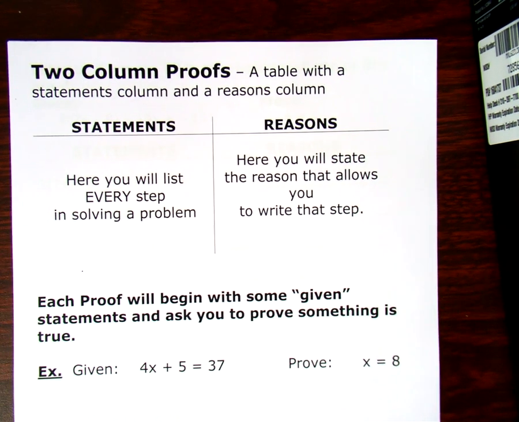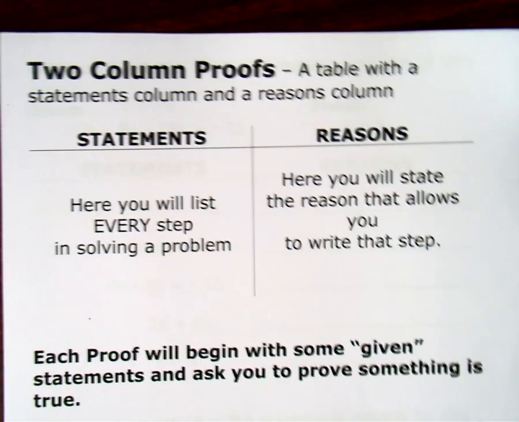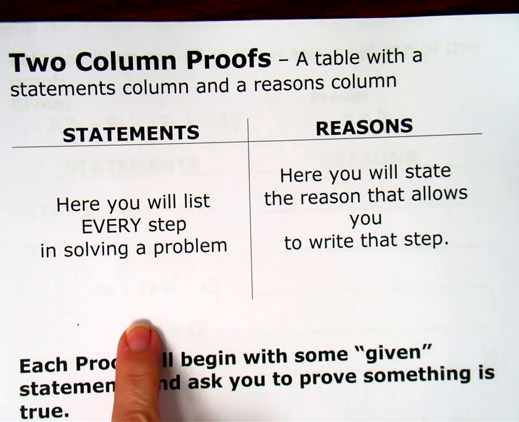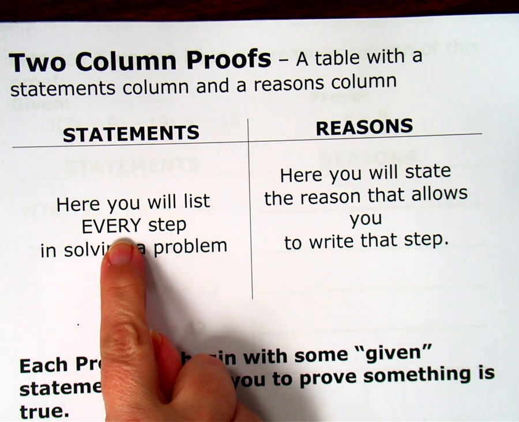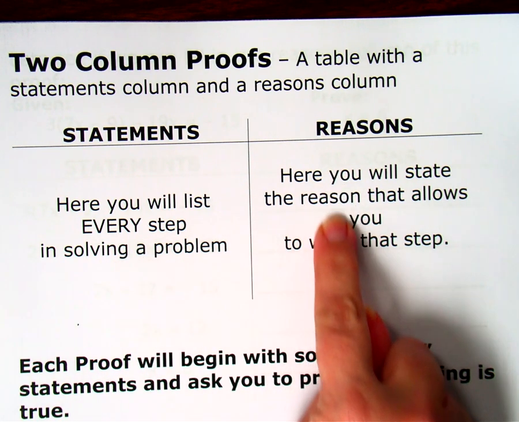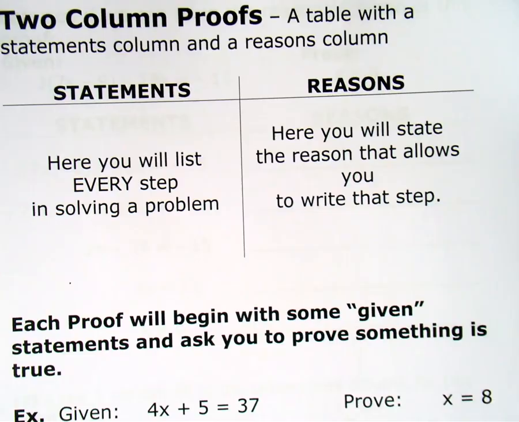The type of problems we're going to be focusing on are called two-column proofs, and it's a table with statements columns and reason columns. So you're going to have a statement column that lists every step in the problem. We can't skip any steps. Then you're going to have a reason, and that's the one that tells you, well, why can we write that? Okay? So let's look at an example.